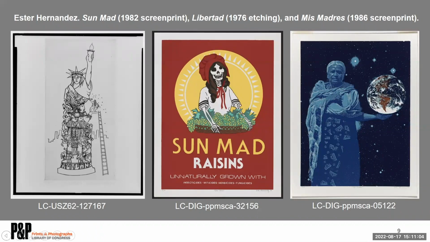By the way, you can read more about this print in a piece called Opinionated Art by our colleague Martha Kennedy. In the center is one of Esther's most iconic images, Sun Mad, a play on sun-made raisins. And she made this after learning that the water table in her hometown was poisoned with pesticides used in California grape growing. And on the right is Mis Madres.